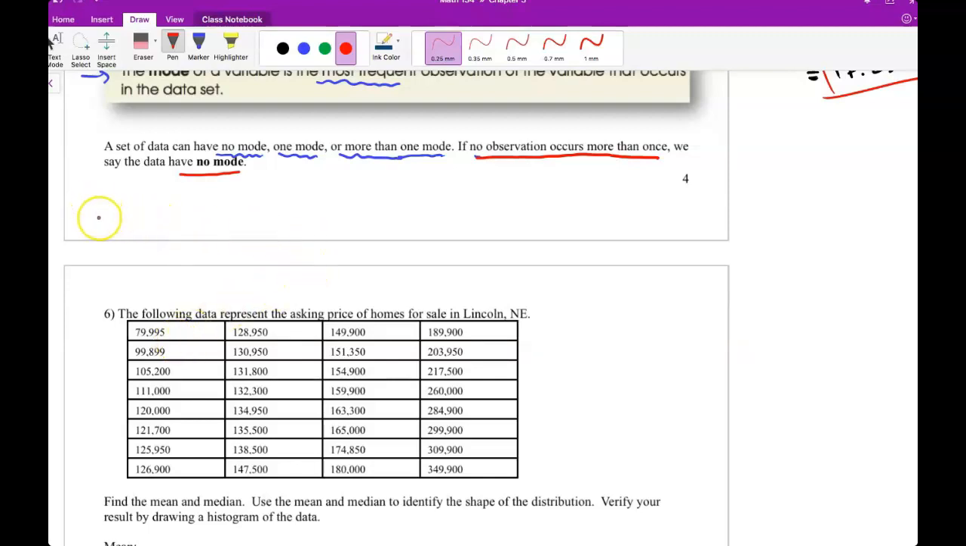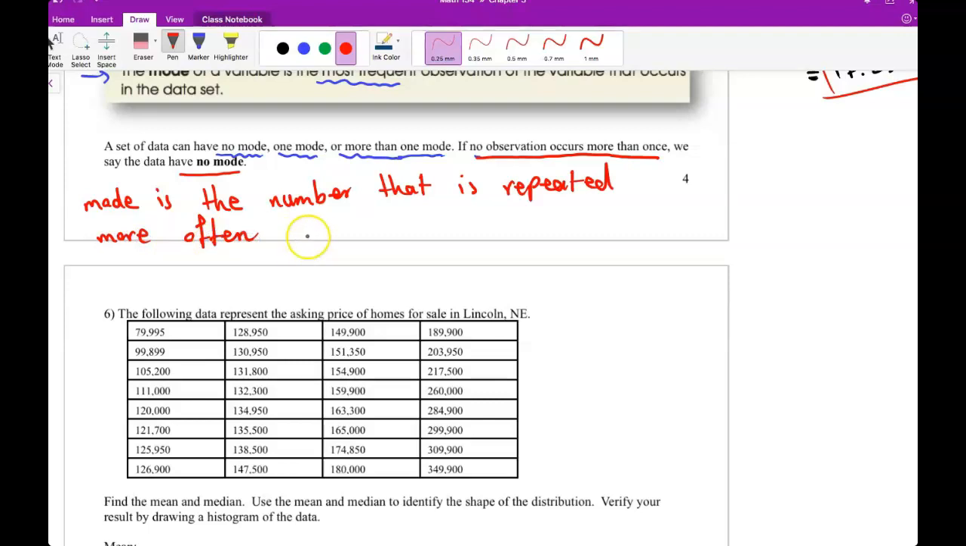I'm adding this part. So mode is the number that is repeated more often than any other.